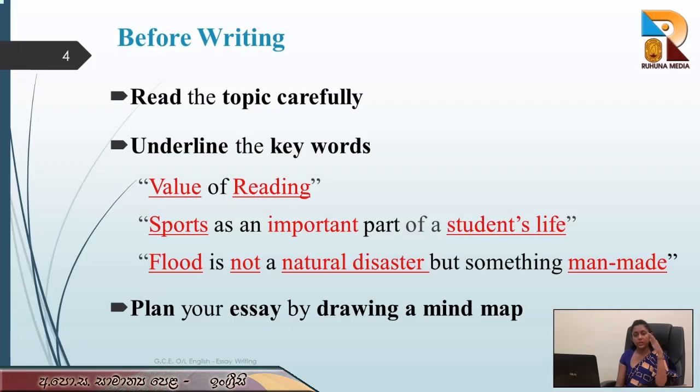Next, you have to underline the keywords. What do you understand by keywords? Keywords means important words. For example, sometimes you are given a small topic such as value of reading, good health habits. Then it is easy for you to be focused. But sometimes you are given long topics such as flood is not a natural disaster but something man-made. In long topics like that, sometimes you can get confused. So it is better if you can underline the important words. Then you know what you have to include in the essay. Whenever you look at the topic, you know what you have to write, what are the points that you have to write in the essay.